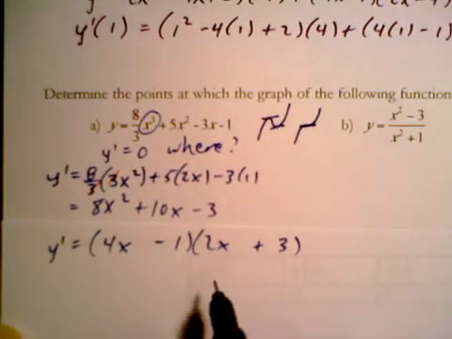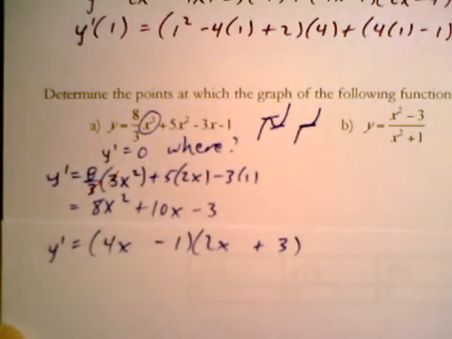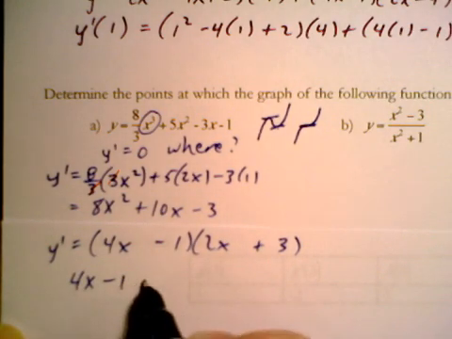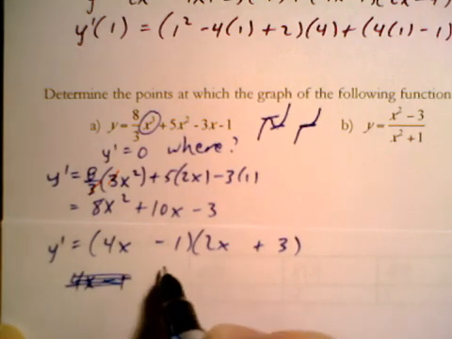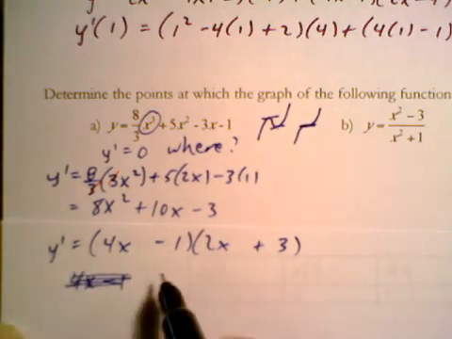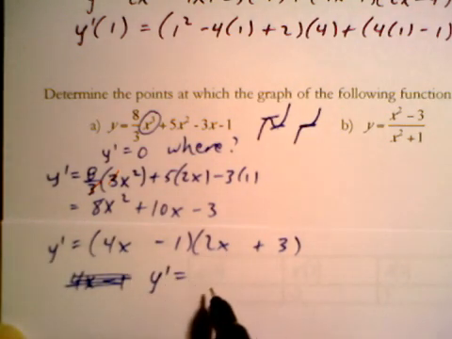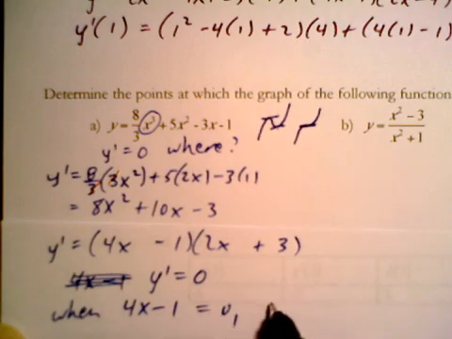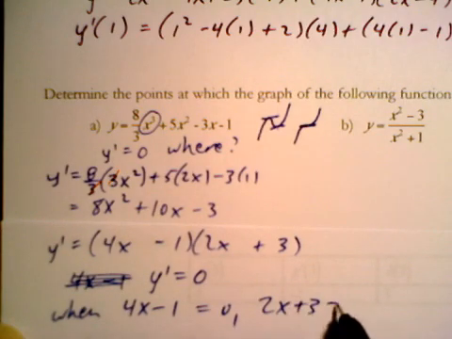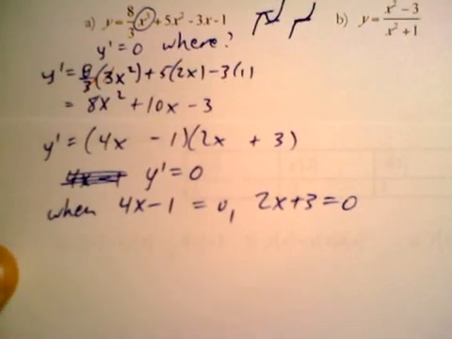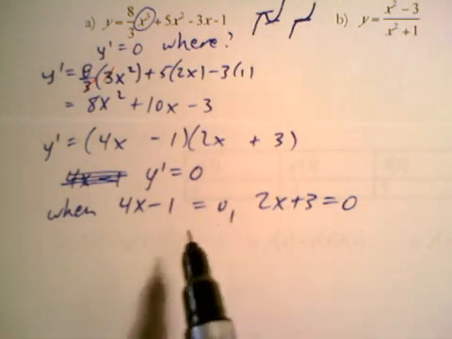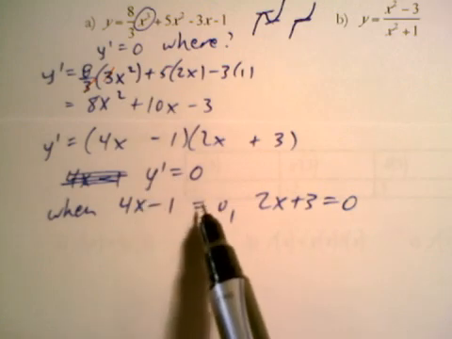Okay, we're supposed to determine the points at which the graph of the function has a horizontal tangent. Well, the first thing we have to do is find the x values in which, let me back up a little bit, we need to find the x values in which y prime is equal to 0. So y prime, just so you understand the whole thing here, y prime equals 0 when 4x minus 1 equals 0, and also when 2x plus 3 equals 0. So in other words, when we solve these two equations for x, we'll find the x values in which y prime is equal to 0.